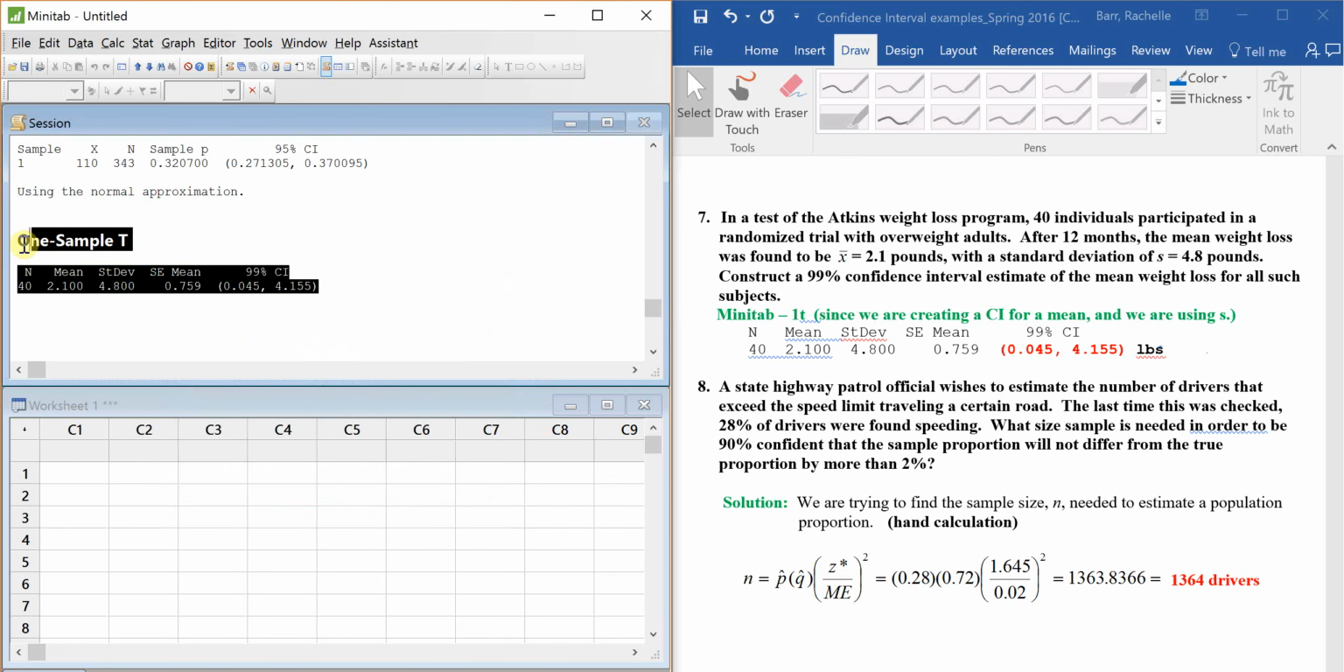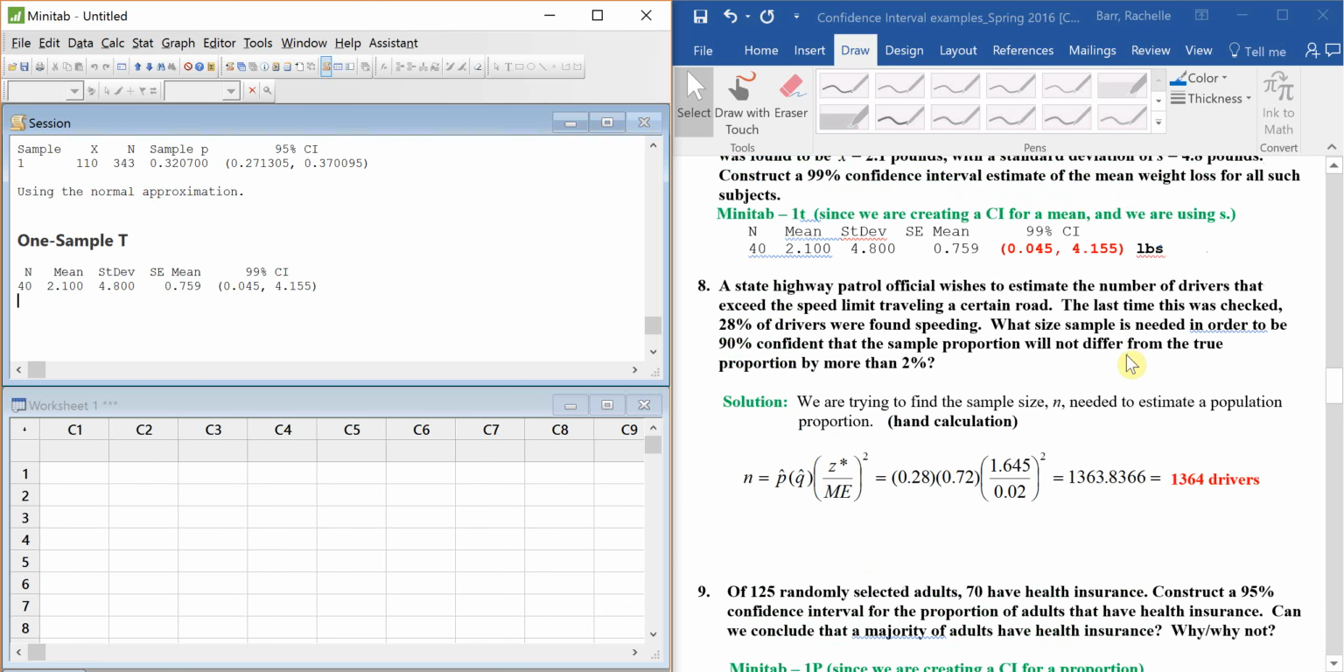And there we are. So we're 99% confident that the entire population on this diet weight loss program would lose between 0.045 pounds and a little bit over 4 pounds. Pretty nice. Wouldn't want to be in this group. You might lose like nothing, which is another possibility.